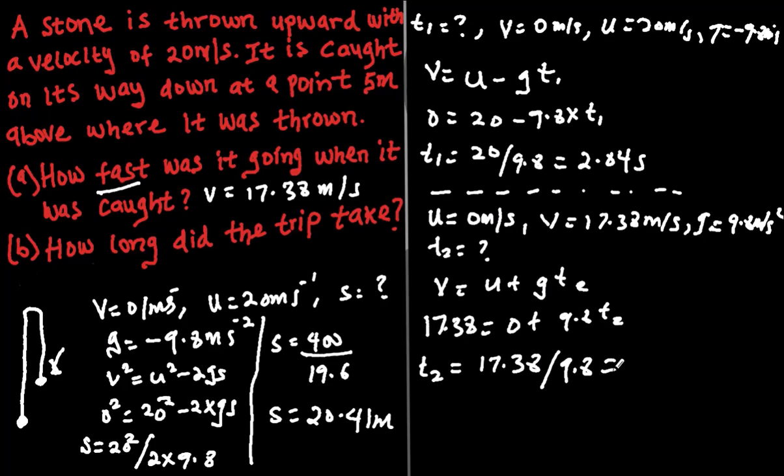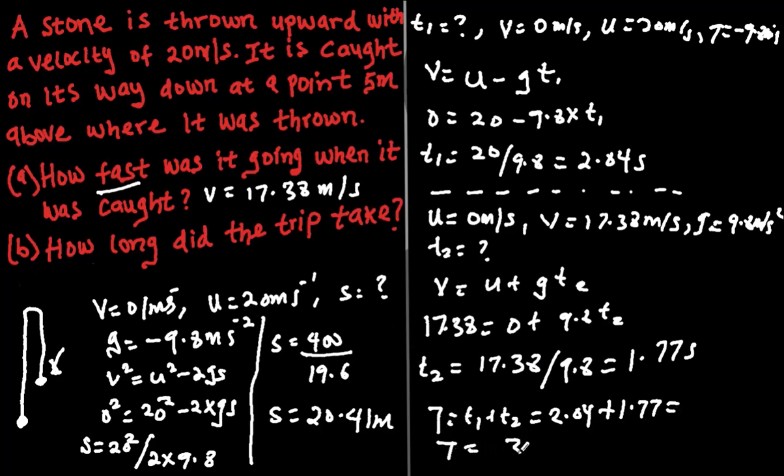17.38 divided by 9.8 is going to give us 1.77 seconds. So that means the total time taken by this object, which will be our T1 plus T2, will be 2.04 plus 1.77. So this is going to give us 3.81. So the time taken by this object is 3.81 seconds. So the trip took 3.81 seconds. Alright, so that is one way of doing it.